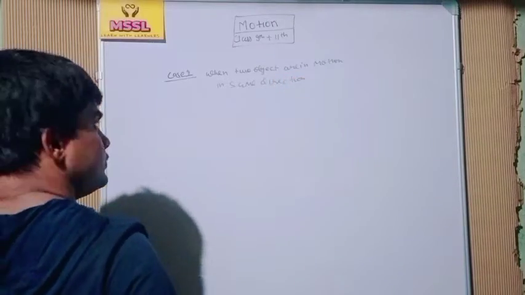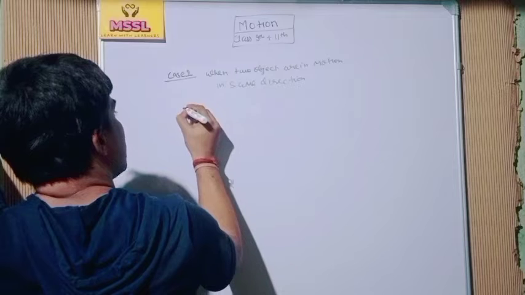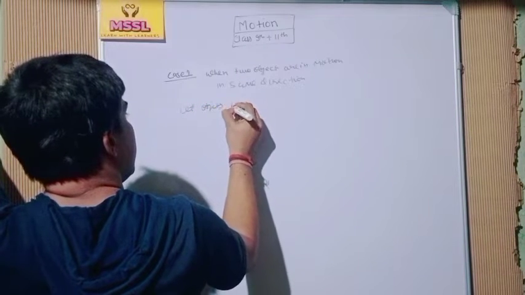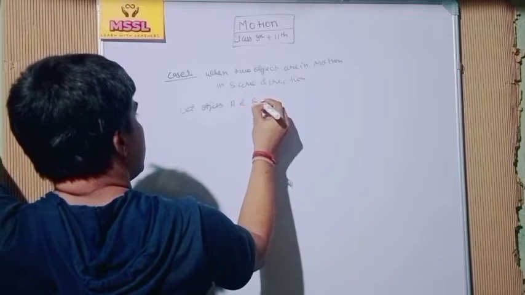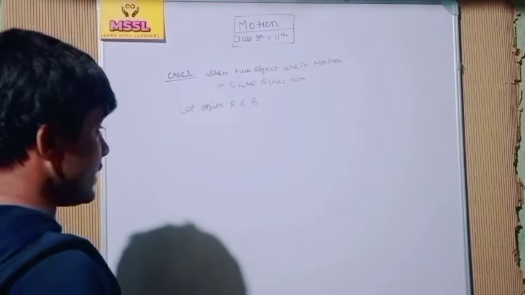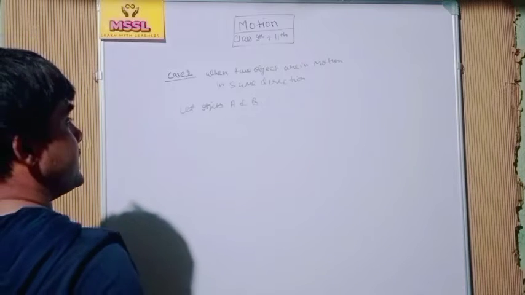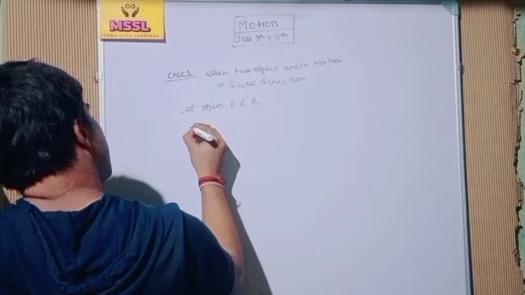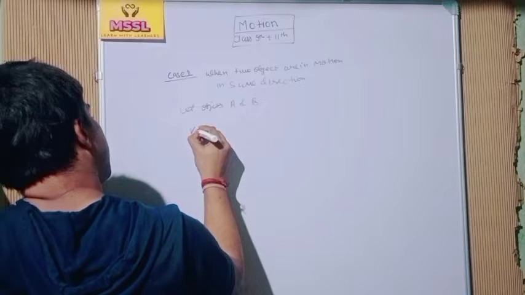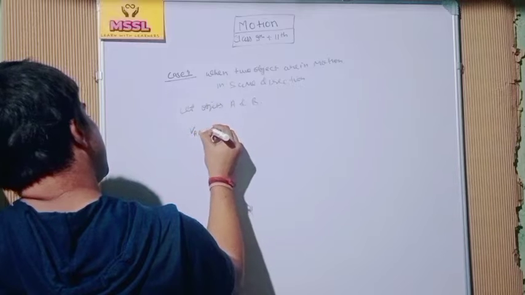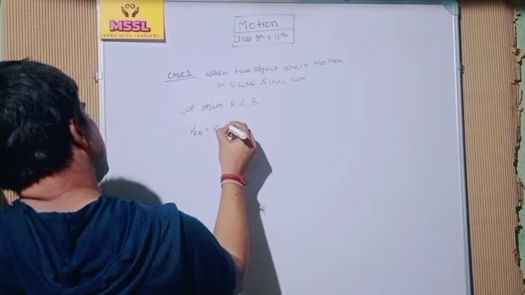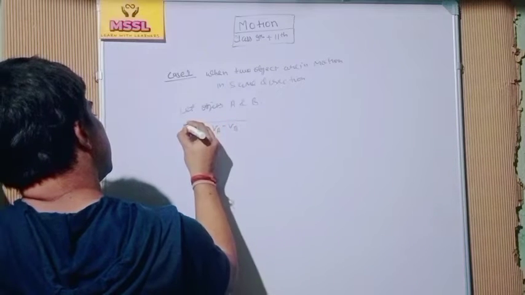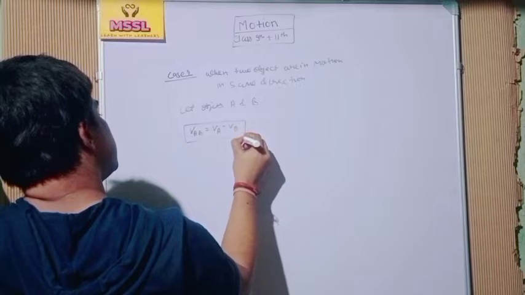Let the objects be A and B. In this case, what happens with their velocity in the same direction? The relative velocity of A with respect to B will be VA minus VB. Their difference is the relative velocity.